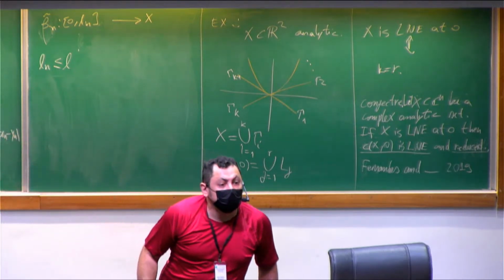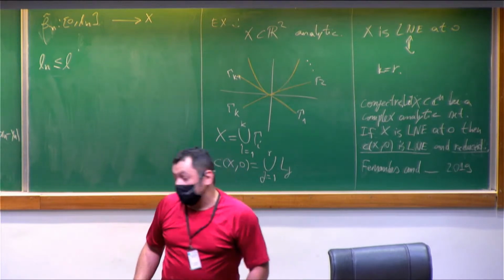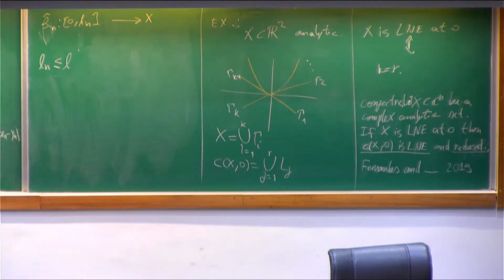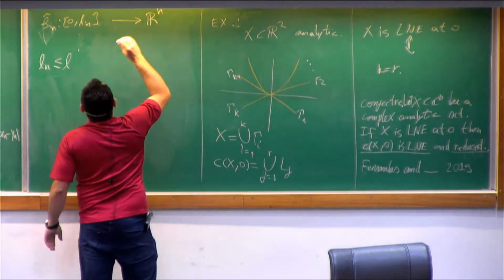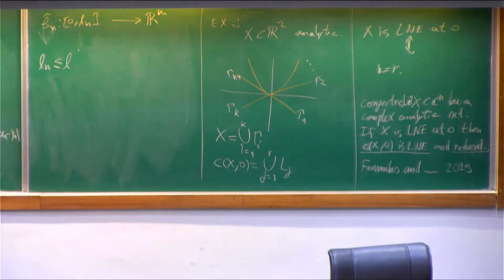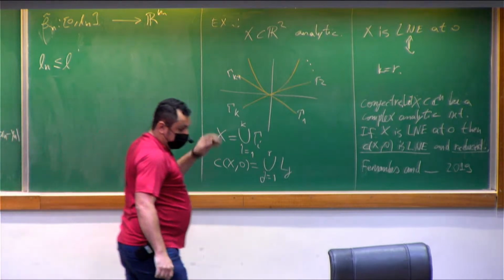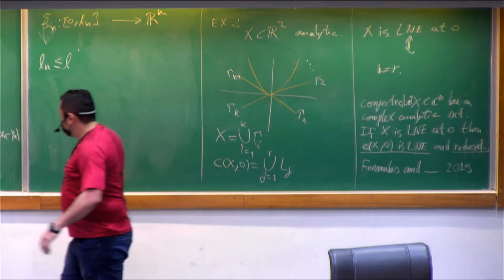Sorry? Why beta is? Sorry, this is not in X. Sorry, yes, in Rn, right? Thank you. In Rn only. N is horrible, but let me put it here. No, it's not in X. There's no reason to stay there.